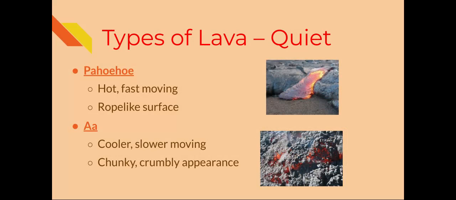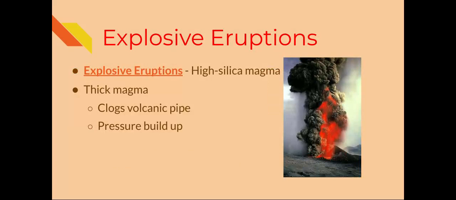There's two types of lava that you can get from quiet eruptions, Pahoehoe and Aa. Pahoehoe is hot, fast-moving, and it actually forms a rope-like surface, and that's what this picture is. Aa is a cooler, slower-moving lava, and it has more of a chunky, crumbly appearance, and that's what the bottom picture is showing.